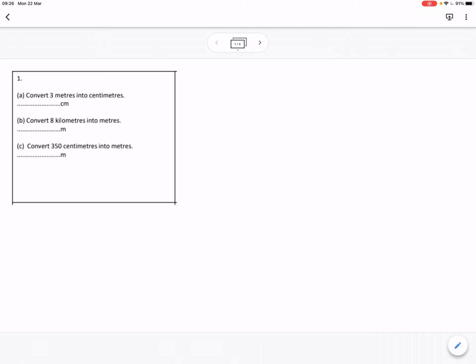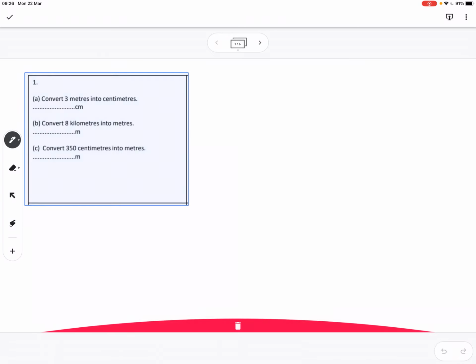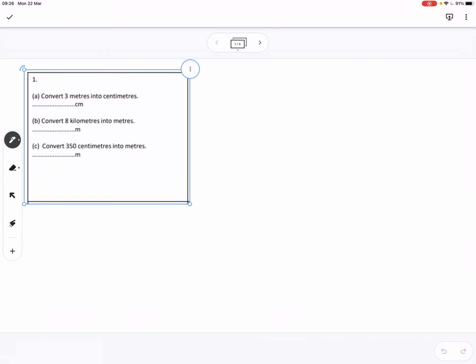Okay, Year 7, so this is the Unit 11 quiz on measuring space. So, let's have a go at this. Question 1. Convert 3 metres into centimetres.